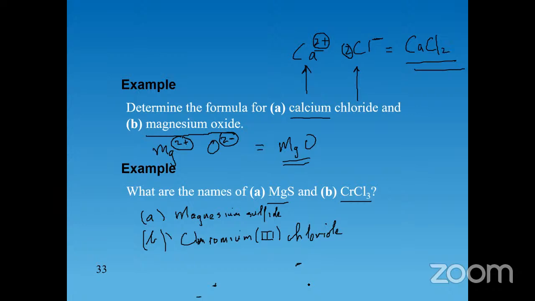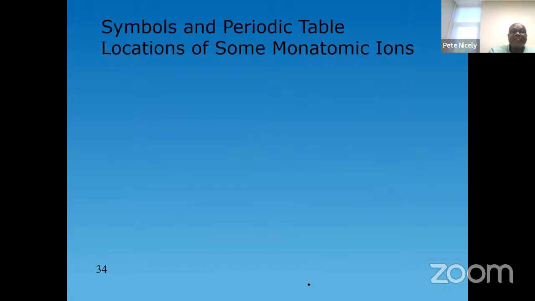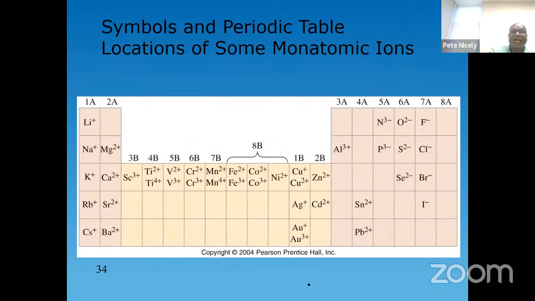All right. Okay, now, in terms of the symbols of monatomic ions, we have some examples right here. And there are certain patterns that emerge, which we talked about earlier. Elements in group 1A tend to form ions with a +1 charge. Elements in group 2A will form ions with a +2 charge. Elements in group 3A would form ions with a +3 charge. And to a lesser extent, elements in group 4A will form ions with a +2 charge. There are some exceptions to that.